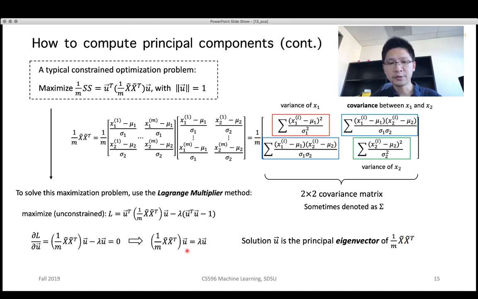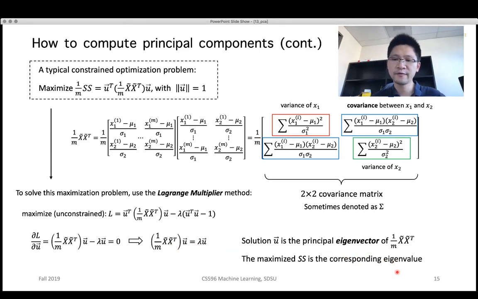Any vector u that satisfies this form, the covariance matrix times u equals lambda times u, is an eigenvector of the covariance matrix. So this is the definition of an eigenvector. And the corresponding sum of squares is just the eigenvalue, which is lambda, corresponding to the eigenvector.